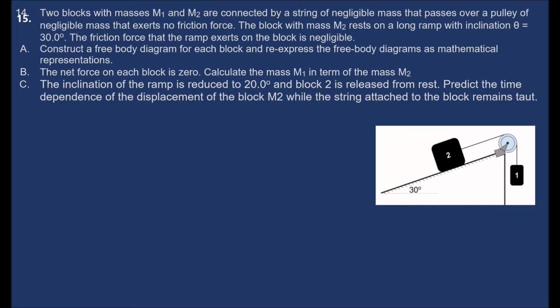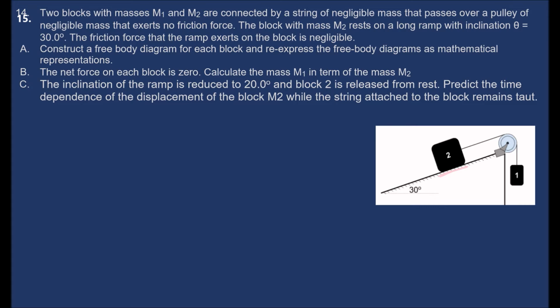Okay, so in Newton's law, practice problem number 14, we have two masses, M1 and M2, and they're connected by a string of negligible mass that passes over a pulley. And the block with mass M2, which I've labeled as block 2, is on a ramp with an inclination of 30 degrees, as shown. And there's no friction force between block 2 and the ramp, so negligible or very close to zero friction force.